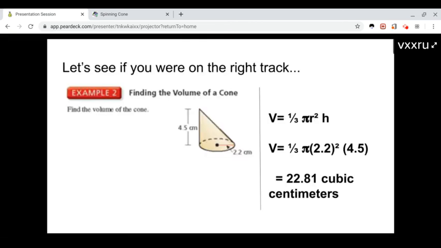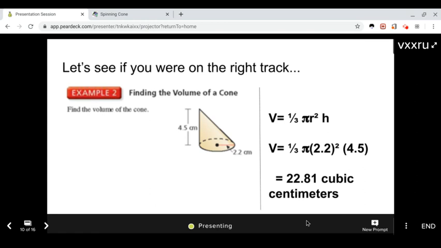So then we would go ahead and move on and then just explain thoroughly step by step what it is that we did. So we have the volume equals 1/3 pi r squared h. All we're doing is plugging everything in, which is the two numbers here. And then we get 22.81 cubic centimeters. Okay.